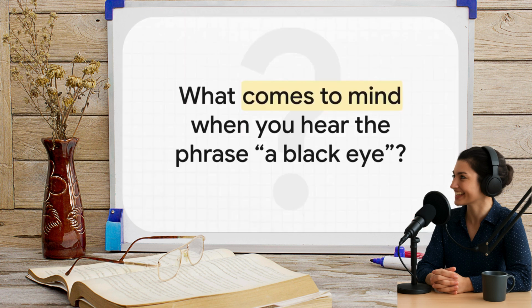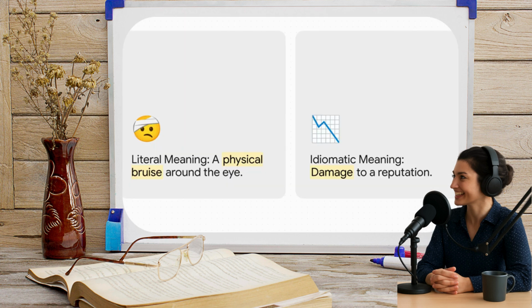So let me ask you something. When I say the words a black eye, what's the very first picture that pops into your head? For most of us, it's going to be something physical, right? That painful purplish bruise you get around your eye after, say, walking into a cabinet door or something a little more dramatic. And yep, you'd be absolutely right. That's the literal meaning, an actual physical injury.